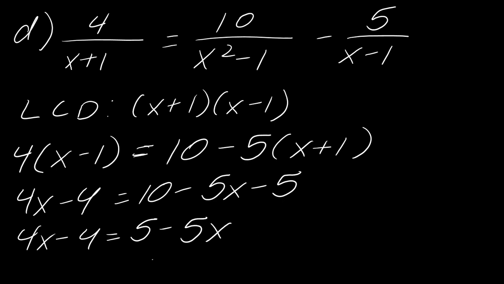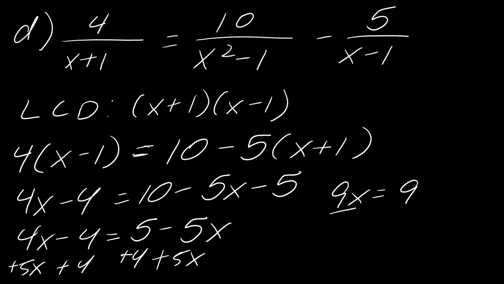So now I need to bring the x's to one side. So I'll bring 5x over, and I'll bring the 4 over to the other side. So let's see, I'm running out of space here, but I get 9x equals 9. And so if I divide both sides by 9, I get x equals 1. Okay, and so now if I check this, womp womp, right, this will make a 0 in the denominator. So we discard that, and the solution is actually nothing, so we can just make this sign here, which is the empty set.